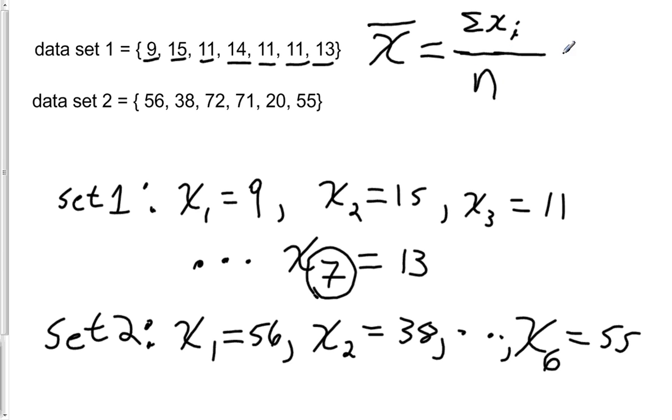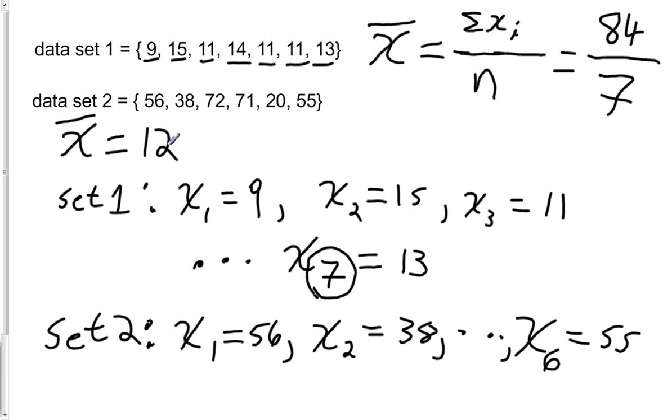We're dividing by n. And the sum of the xi's, when you add up all these numbers, you get 84. If you add up the 9 plus the 15 plus the 11 plus the 14, all the way up to the 13, you get 84. And if you divide that by n, which we just said was 7, you get that the sample mean for this first data set, x bar, is 12. 84 divided by 7 is 12. So there we found x bar for data set 1 is equal to 12. All right, now let's move on to the next data set.